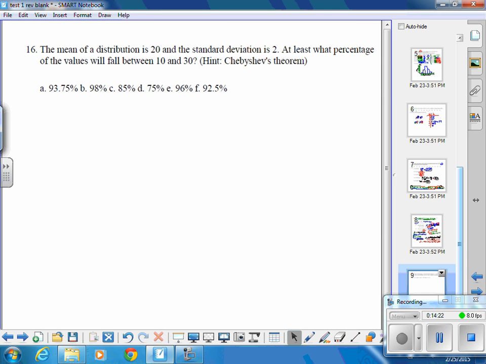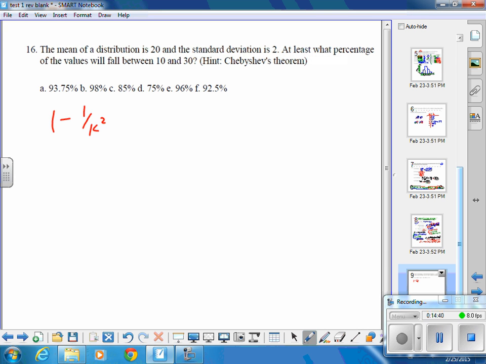So the mean of a distribution is 20 and the standard deviation is 2. At least what percentage of the values will fall between 10 and 30? So this is the one that has to do with k. The formula is 1 minus 1 over k squared. That's going to tell you what percentage you're looking for.